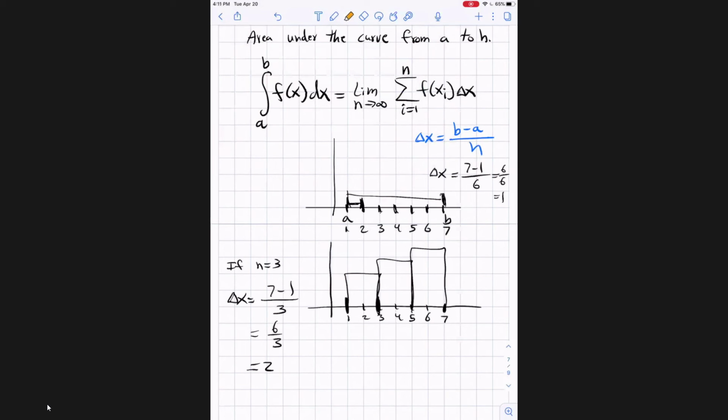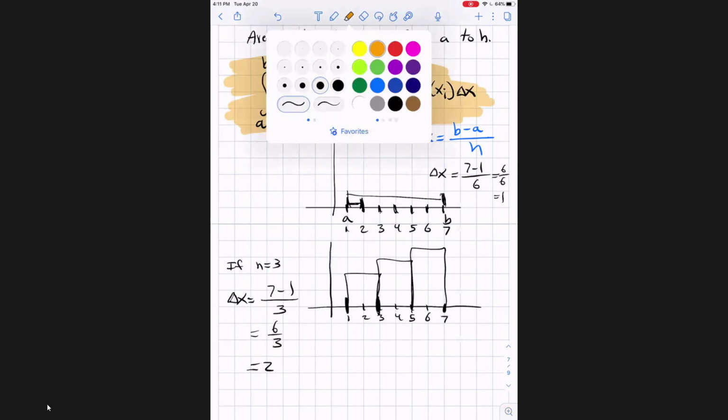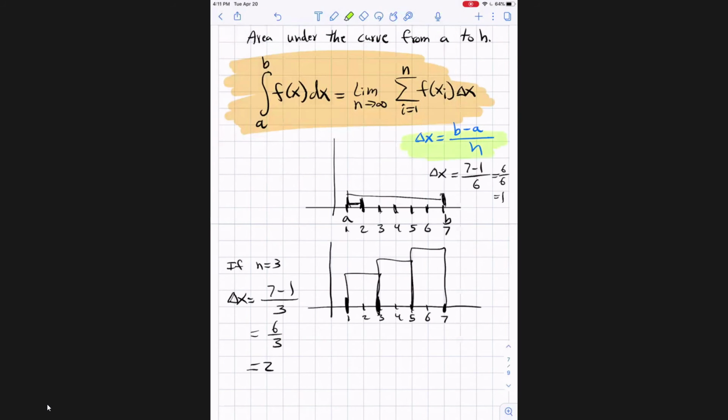So far I have given you this formula, which is important. It's saying a definite integral is the limit of the Riemann sums, and delta x is equal to b minus a over n. Also, x sub i is another thing you need to know. What is x sub i? I promise you this is the last thing. x sub i is going to be a plus i times delta x.